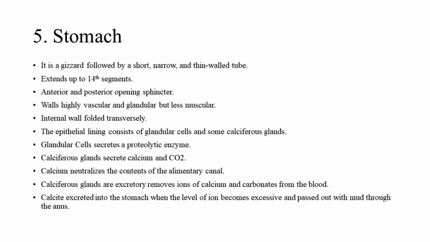Glandular cells secrete a proteolytic enzyme. Calciferous glands secrete calcium and CO2. Calcium neutralizes the contents of the alimentary canal. Calciferous glands are excretory, removing ions of calcium and carbonates from the blood. Calcite is excreted into the stomach when the level of ions becomes excessive and is passed out with mud through the anus.